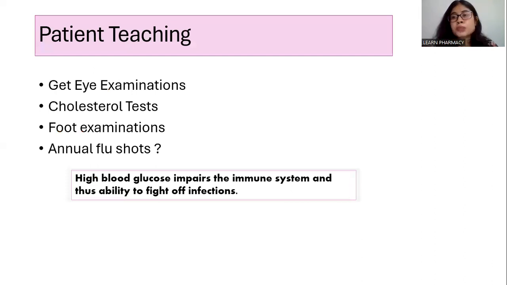And in the last slide, I put patient teaching. If you are a community pharmacist and you are well aware of diabetes, then you must tell your patient, the person who is suffering from diabetes, to get eye examinations and get their cholesterol checked, because diabetes results from a triad of problems. Foot examinations, because many people who are suffering from diabetes have amputations. And annual flu shots, because when you have diabetes, your immune system is compromised and the ability to fight off infections is less.